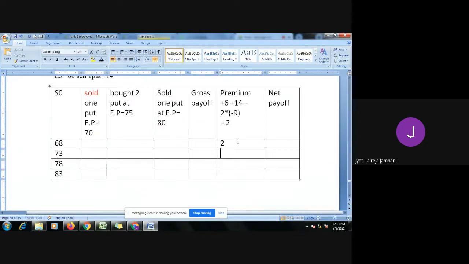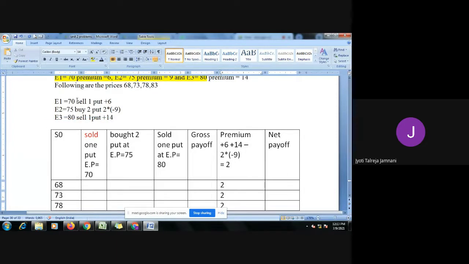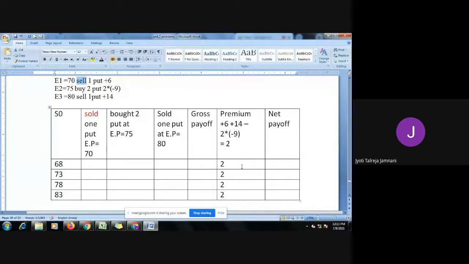So premium 2 rupees. I hope all of you understood how the premium amount has come. If there are any doubts, let me know. Here I have sold. So when you sell, you receive premium. When you buy, you pay premium. And again I have sold, so I'm receiving premium. So whatever I receive, I have added, and whatever I have paid, I have subtracted from that. So 20 minus 18, I've got 2 rupees premium. Is that clear with everybody?